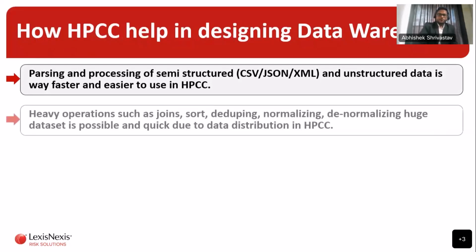The second point is about heavy computations. All the activities such as join, sort, dedupe, norm, denorm, and so on are heavy tasks. If you are working with a big data set with GBs or TBs worth of data, and we have done the data bifurcation or distribution in a better way in HPCC, it's quite fast, since we can get the sorting done in a much faster way.